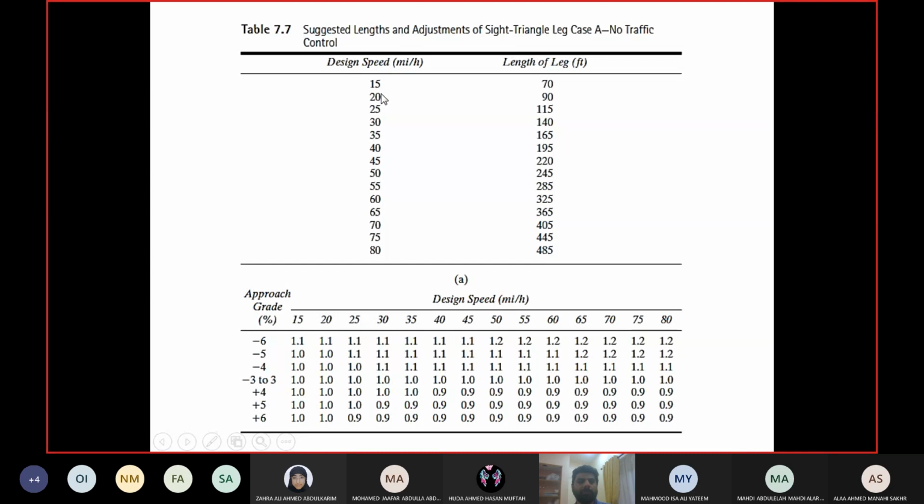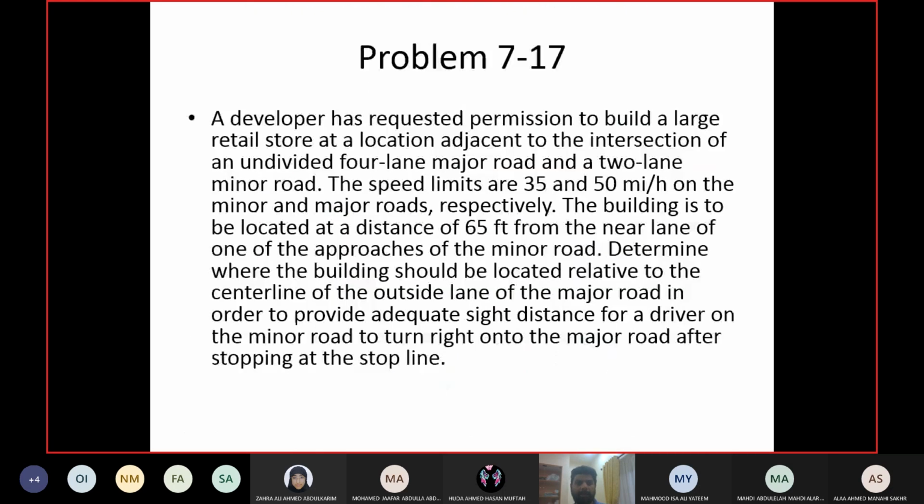So the speed on the minor road should be 20 miles per hour. This is what I would assume. As I said, if you want a more exact answer, you can interpolate.